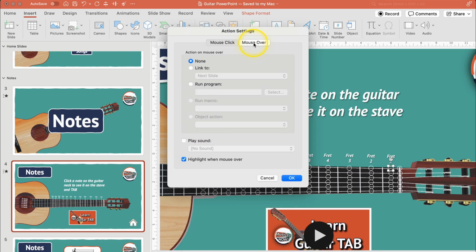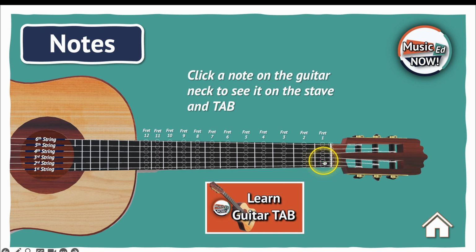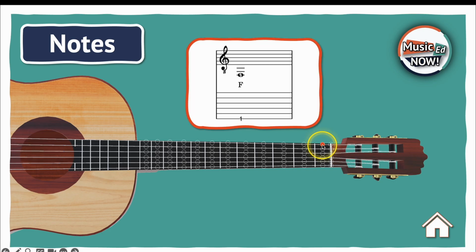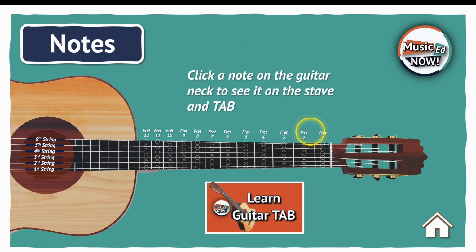In the mouse over, I've got highlight when mouse over. So again, in our slideshow view, you'll see as I go around here, there's a little highlight box that goes around each circle. And this again just further shows the user or students of this PowerPoint that they can click on these notes. The second part of this is another complex use case for action buttons, but if I press that note now, you'll see that it makes a sound and it comes up with the note F. But as soon as I move my mouse anywhere other than that, on this slide, it goes back.